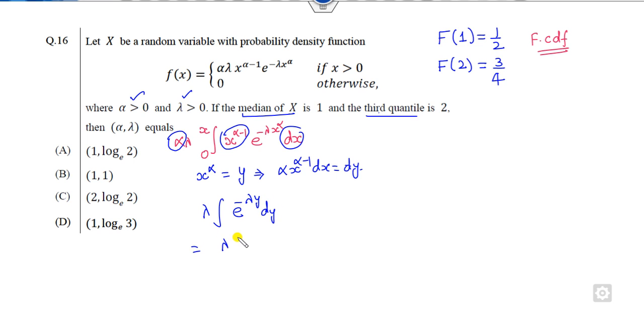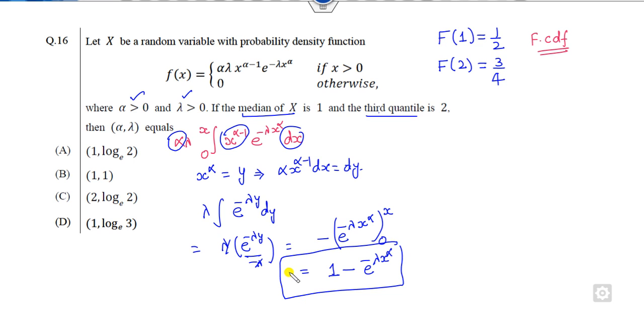Now I can integrate them. It will be e raised to power minus y, so the constants will cancel out. So it will be minus of e raised to power minus y, where I can substitute y as lambda x raised to power alpha. Now the limit is from 0 to x. So what is the answer of this? When x is 0 it will be 1, so 1 minus e raised to power minus lambda x raised to power alpha. This is the CDF of this problem.